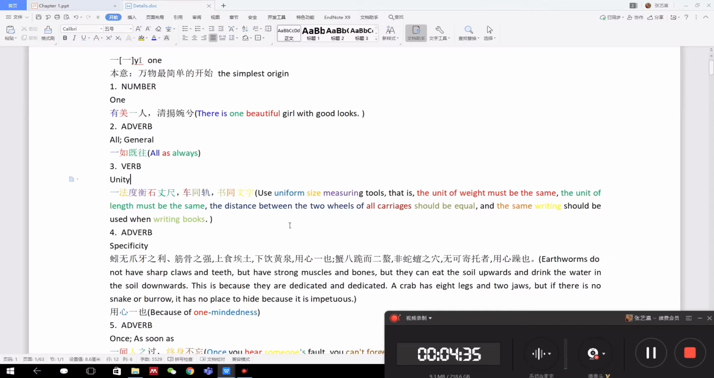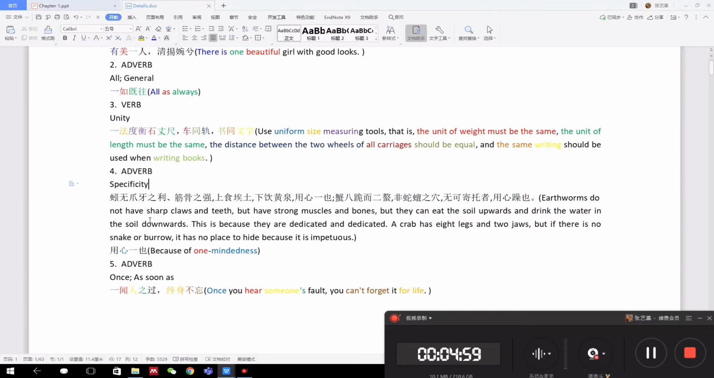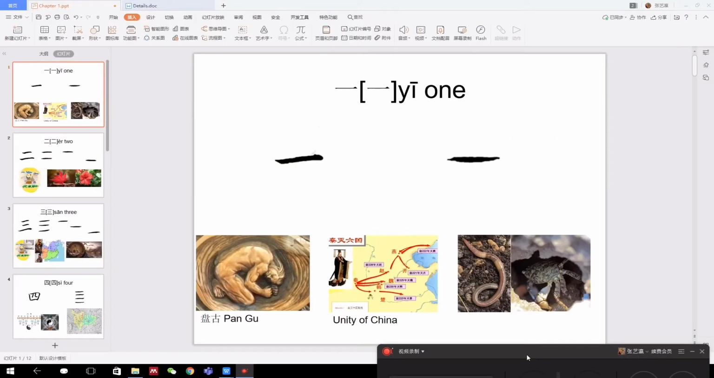The fourth meaning is singleness. The sentence is 眼无爪牙之力，筋骨之强，上食埃土，下饮黄泉，用心一也。蟹六跪而二螯，非蛇鳝之穴无可寄托者，用心躁也。This sentence compares worm and crab. Worm is the good character and crab is the bad character, because worm is a single-minded animal, and because of this simplicity, it can live freely in the world.